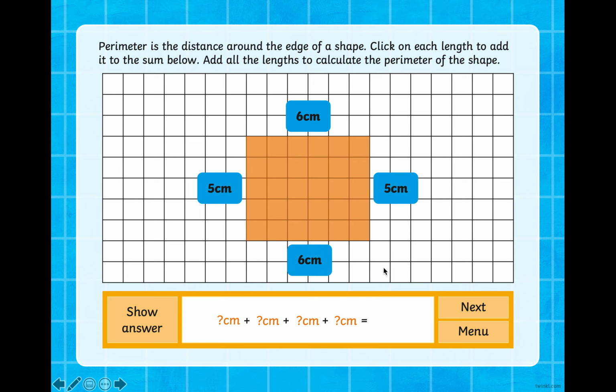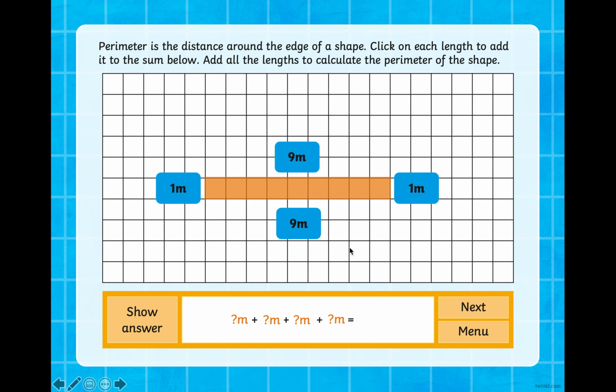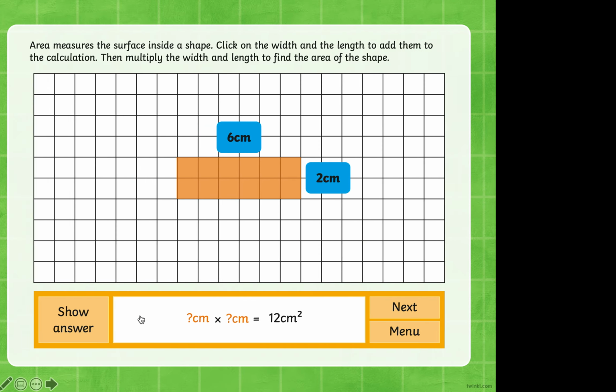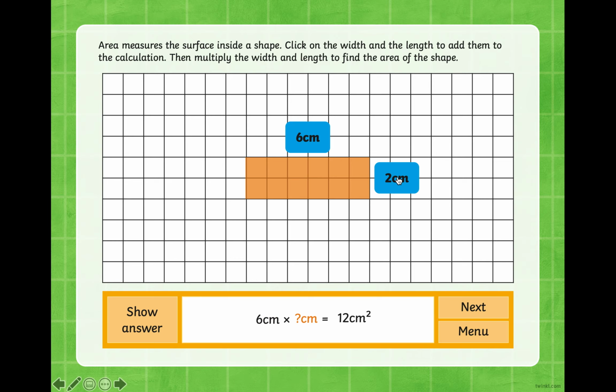Okay? What about this one? It's basically 6 centimeters, 5, 6, 5. And we are adding them all. It would be 22 centimeters. Okay, let's do this one. Perimeter, it would be this, plus this, plus this, plus this. It would be 20 meters. What about this one? 8, 4, 8, 4. And the answer is 24 meters. So you can get an idea of what the perimeter and area were. Now you can see right here, right? The difference is quite obvious.